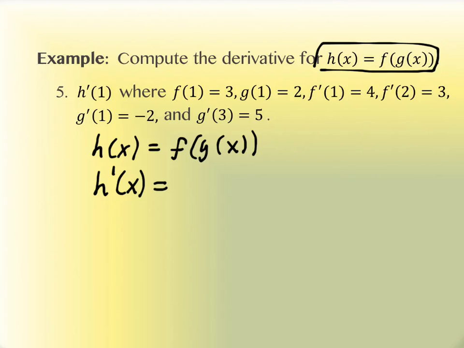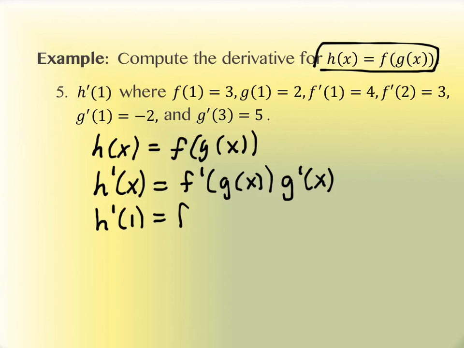Go ahead, what do you have? F prime of g of x times g prime of x. Right. Okay, that's what you guys are all trying to say, right? This is the rule that you have at the very top of your note sheet. That's the standard rule. So what we're actually trying to find now is h prime of 1. So I'm going to come in here and replace every x with the number 1.